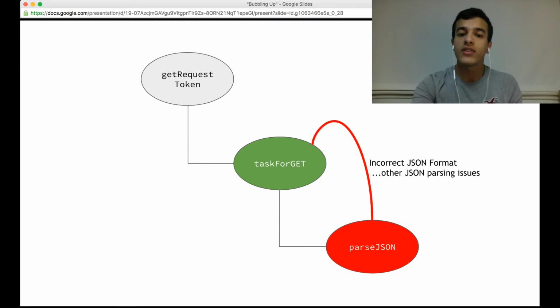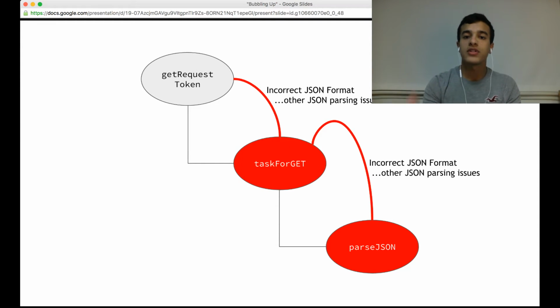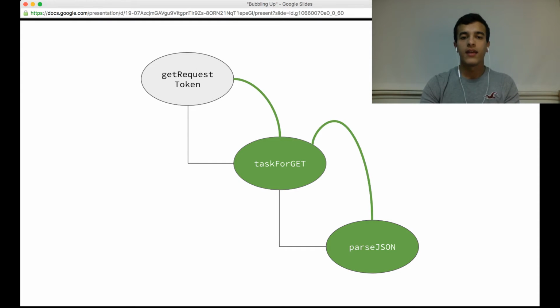is this error gets bubbled up to task forget, which then tells the get request token that there was an error, and it passes the same incorrect JSON format error all the way up the chain. So when everything works correctly, we pass the result back from parse JSON all the way up to task forget, which then passes the result all the way up to get request token. So we've bubbled up the result, and that's how the bubbling up works in this case.